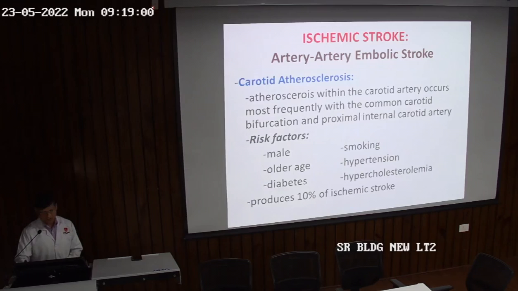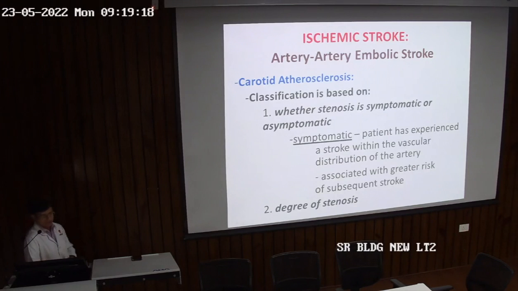And it can be carotid atherosclerosis, when the atherosclerosis is formed within the carotid artery, and the risk factors can be male sex, older age, diabetes, smoking, hypertension, and dyslipidemia, and it produces 10% of ischemic strokes. So carotid atherosclerosis can produce the artery to artery embolic stroke, and the classification of carotid atherosclerosis is based on whether the stenosis is symptomatic or asymptomatic and what the degree of stenosis is. On the basis of these two factors, we can classify whether the carotid atherosclerosis is significant or not.